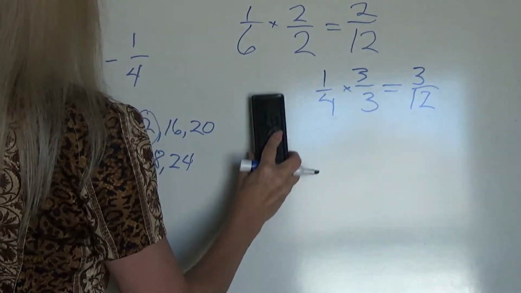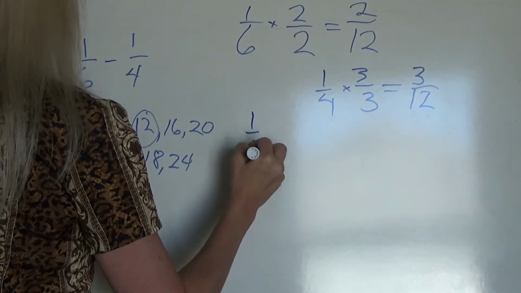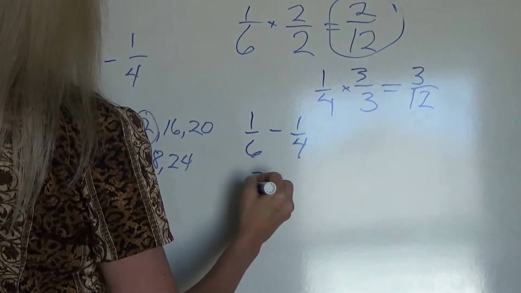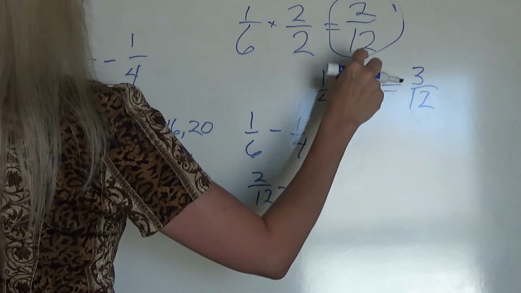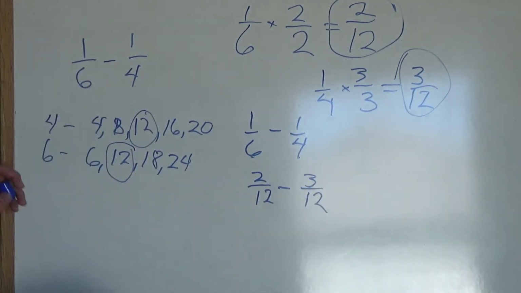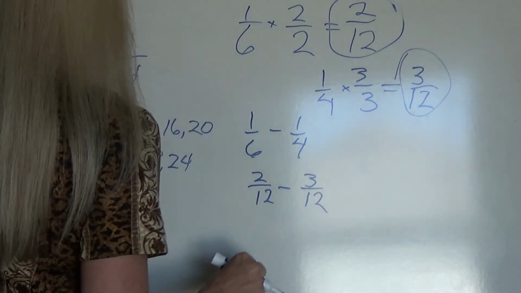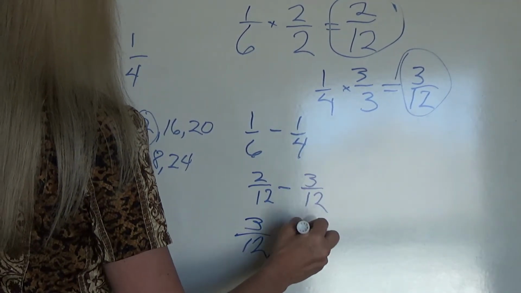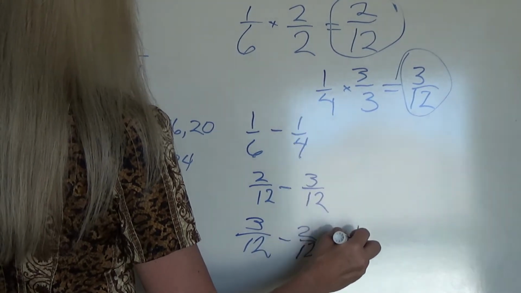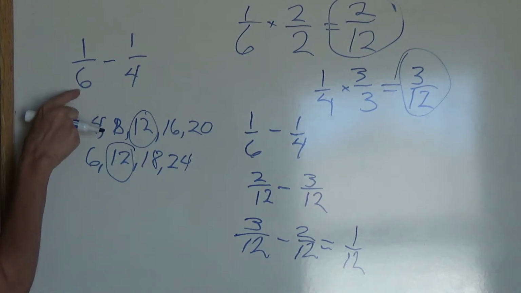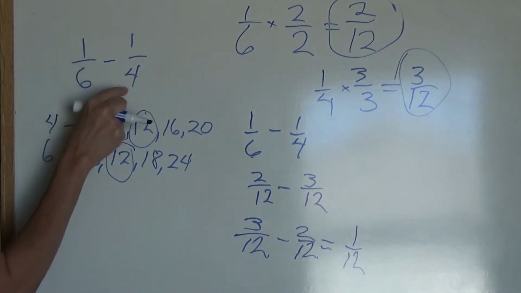So I'm going to put it down here. 1/6 minus 1/4. My 1/6 turned into 2 12ths minus my 1/4 turned into 3 12ths. And that won't work because you can't take 2 minus 3. So let's just say 3 12ths minus 2 12ths would be 1 12th. Okay? So obviously we found out that 1/6 is a lot smaller piece than 1/4.